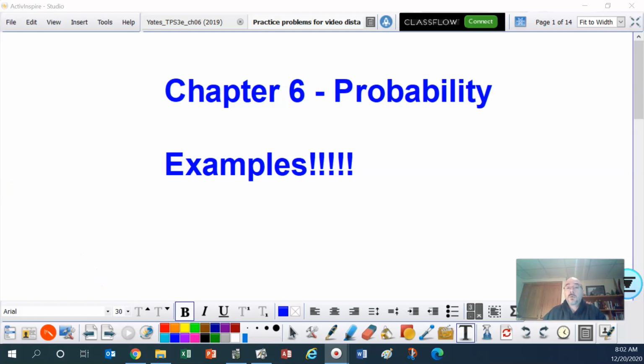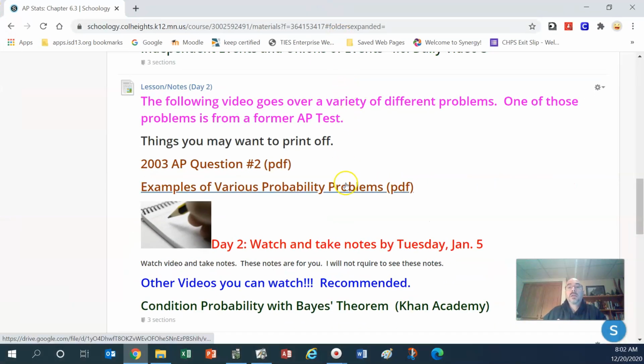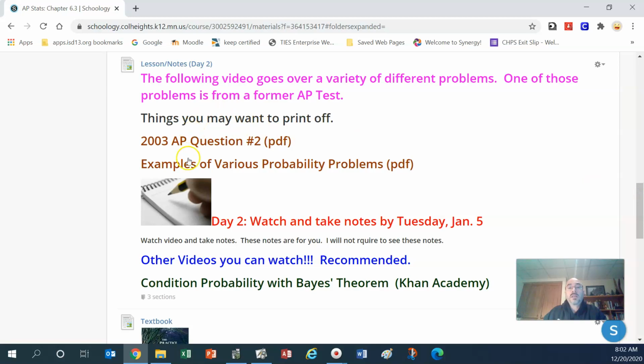And sometimes some probability questions seem really straightforward, but then there's little tricks in there that you need to be aware of. Before I continue, though, I do want to point out that the problems I'm going to go through right here, right above the video, I'm going to do a 2003 AP question number 2. That's what I'm going to end with. And then all of these other examples that I'm doing right now are right here in a PDF if you want to print them. Some of them are multiple choice, some of them are free response. And then down here underneath, I highly recommend watching this conditional probability with Bayes' theorem. It's on Khan Academy. Click on that and go watch that video, please.